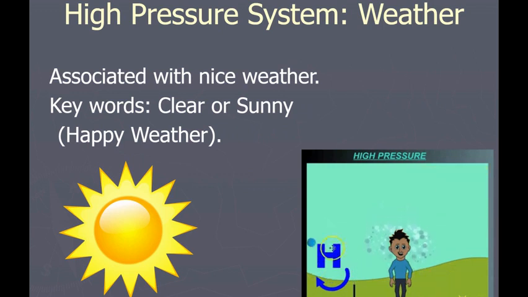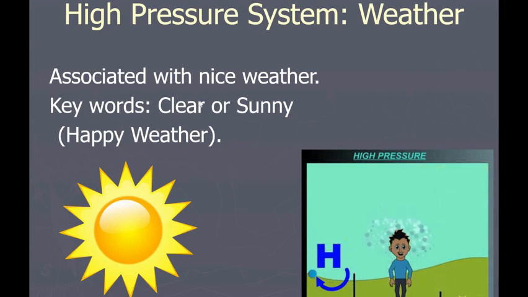Some weather that we would see with that because of that pushing force, we actually associate a high pressure system, even though it sounds miserable, it's actually associated with nice weather. As you can see in this diagram, high pressure equals happy weather. And what we mean by that is like our clear, sunny, and calm weather.